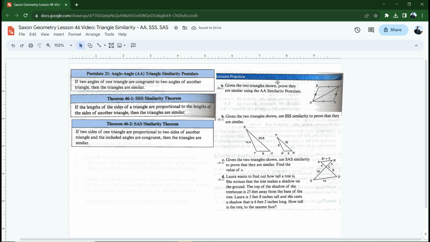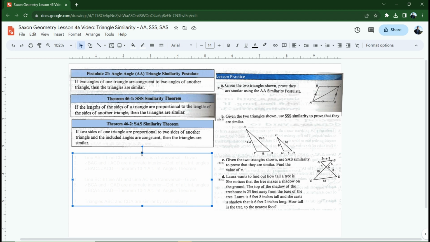Letter A: given the two triangles shown, prove that they are similar using the angle-angle similarity postulate. Well, as I look at this, I see that we have some parallel lines and some transversals going on. So here's how I would start. I would start by saying that line AB and CD are parallel to each other. That's a given because it's shown in the figure. And line AC is a transversal, another given shown in the figure.